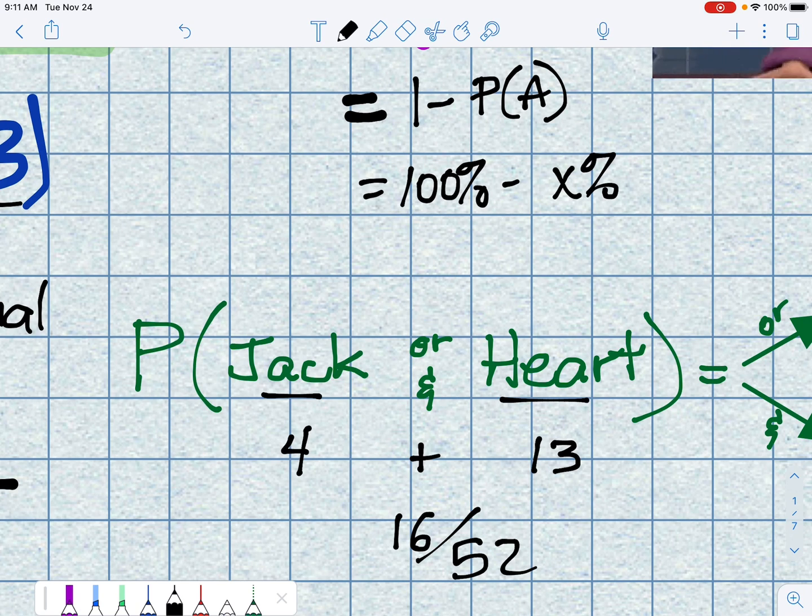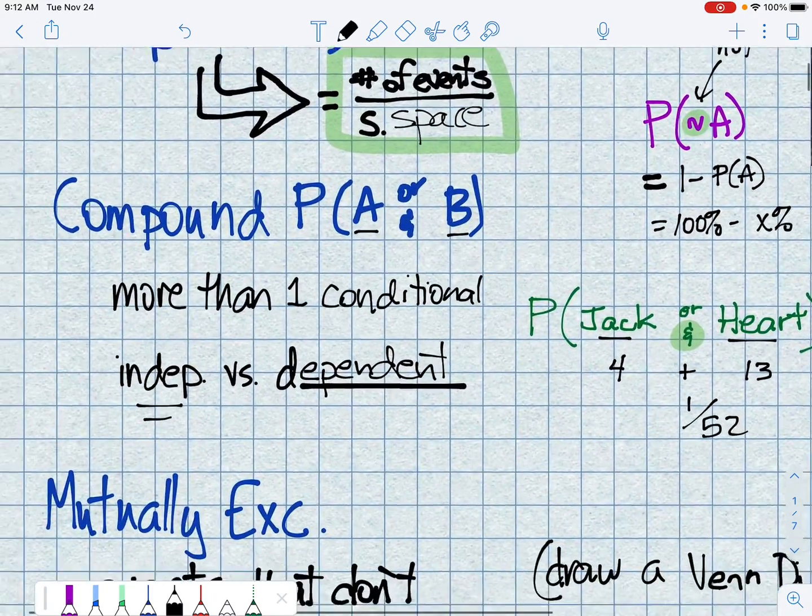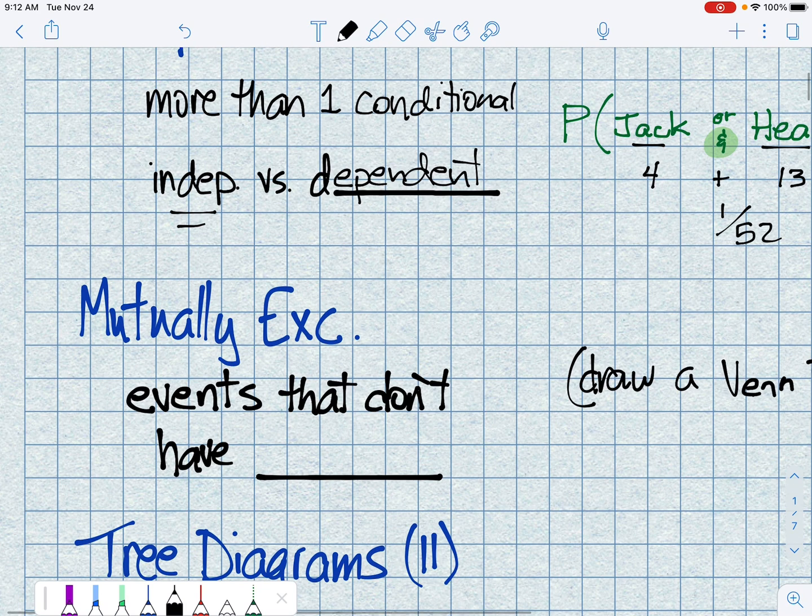If it was obviously jack and hearts, okay, using the symbol there, then obviously there's only one item in the deck that is both of those. So be careful of that. Next, dependent also affects mutually exclusive, which means two events that don't have a common overlap.